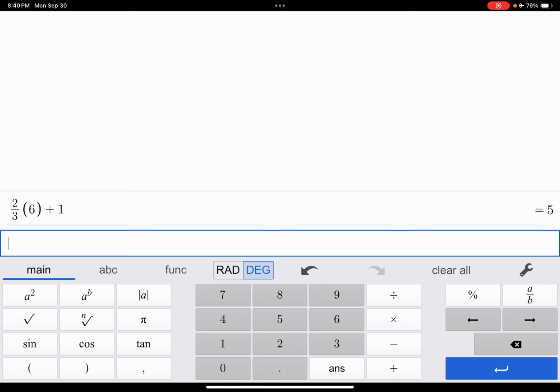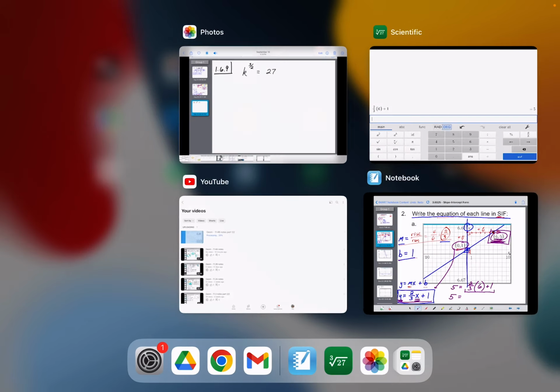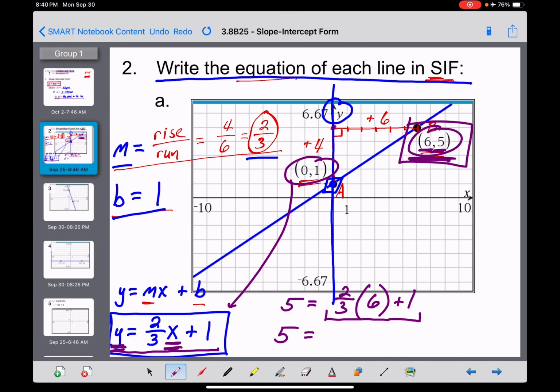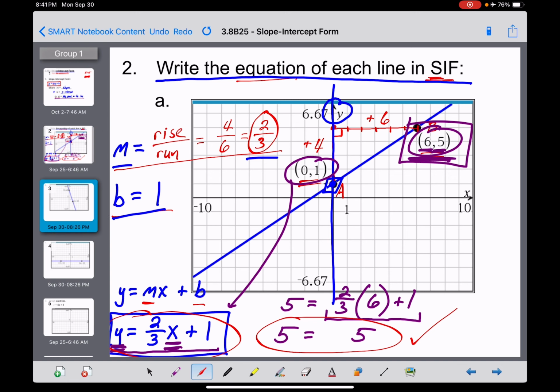And you'll see that when I do that, 2/3 times 6 is 4, plus 1 is 5. That's what my right side is now equal to. And sure enough, guys, there is the true statement that I was looking for. 5 equals 5, and that tells me that I think we did this one right. So this is our answer to this problem. Y is equal to 2/3 x plus 1. All right, let's try another one here, guys.